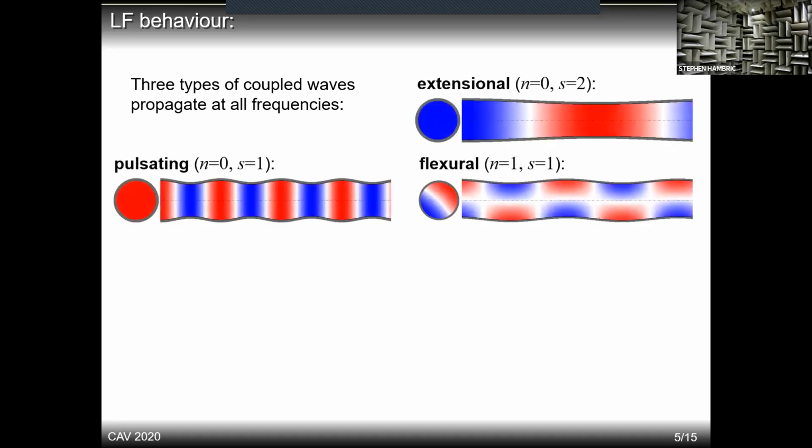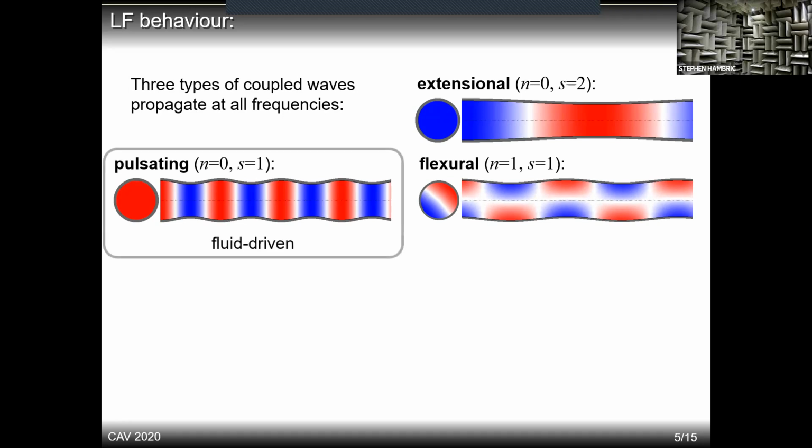As the frequency increases, more and more idle waves, which we said are of no particular importance for us because they do not carry energy and are limited only to pipe extremities, turn into propagating waves. So at low frequencies, we shall have only a few waves which can propagate. As a matter of fact, three types of coupled waves propagate at all frequencies: the pulsating one, the extensional one, and the flexural one.